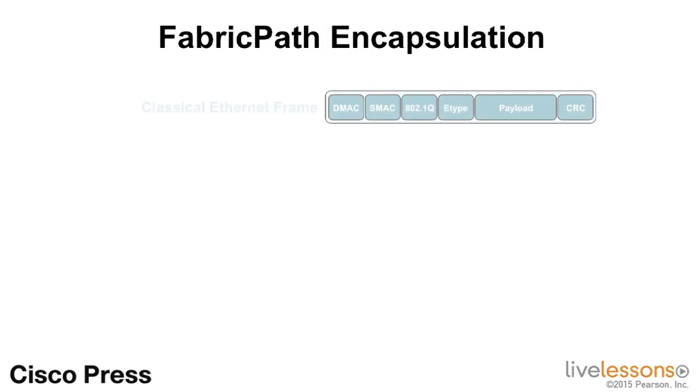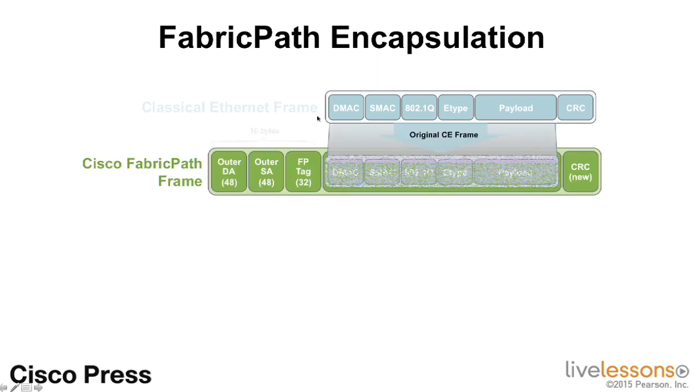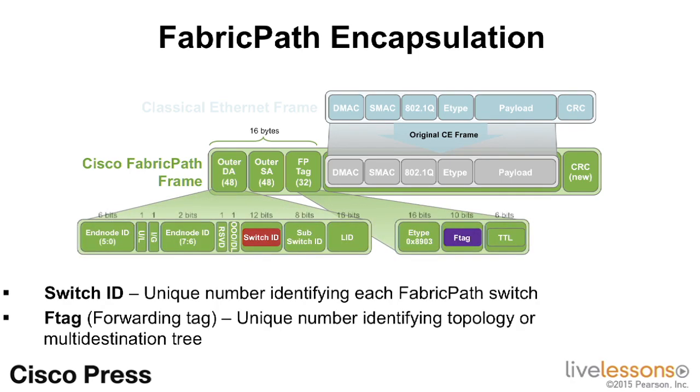Now let's take a look at FabricPath encapsulation. First here, you see a classic Ethernet frame, including its header attributes. With FabricPath, we take that original classic Ethernet frame and we encapsulate it with another 16 bytes of data, which includes the outer destination address, the outer source address, and the FabricPath tag. This particular FabricPath header is imposed on the ingress switch, as I've mentioned before.